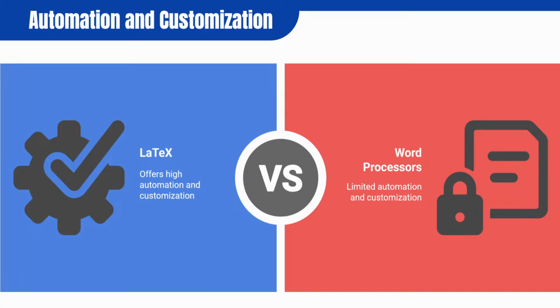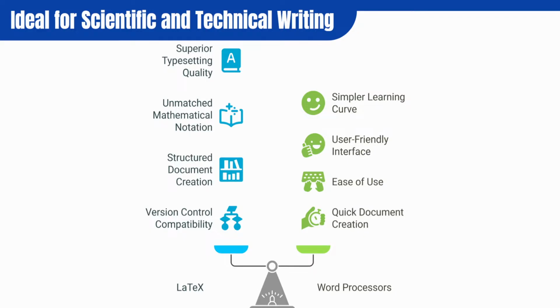Okay, in short, LaTeX gives you the freedom to design, the power to automate, and the flexibility to scale, making it the go-to choice for serious scientific and technical writers. Okay, so next we have the section on being ideal for scientific and technical writing. This is the overview of why LaTeX is very important for scientific and technical writing.